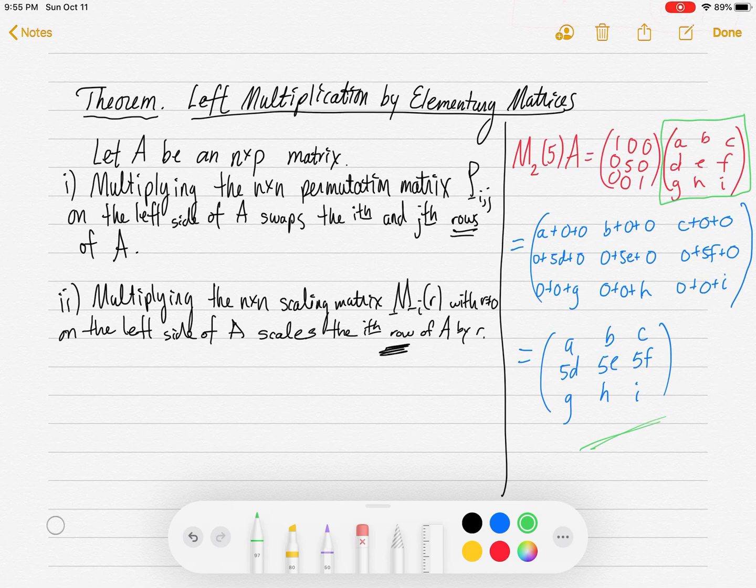M25 times A, you scaled the second row of A by 5. That's what we expected, right? Because we had M25 of A. So we knew, according to our theorem here, that you take basically 5.